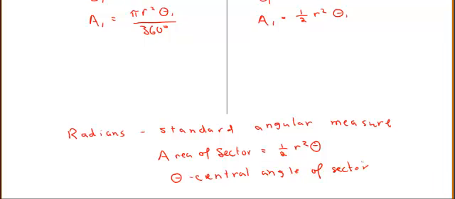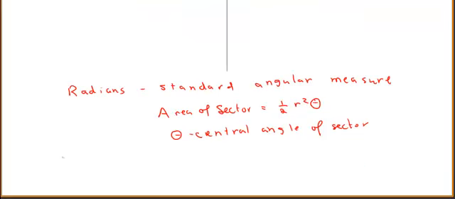Okay. All right. In particular, in the unit circle, r is equal to 1. So what we have is that the area then is 1/2 theta. The area of the sector is 1/2 the radian measure of the central angle.